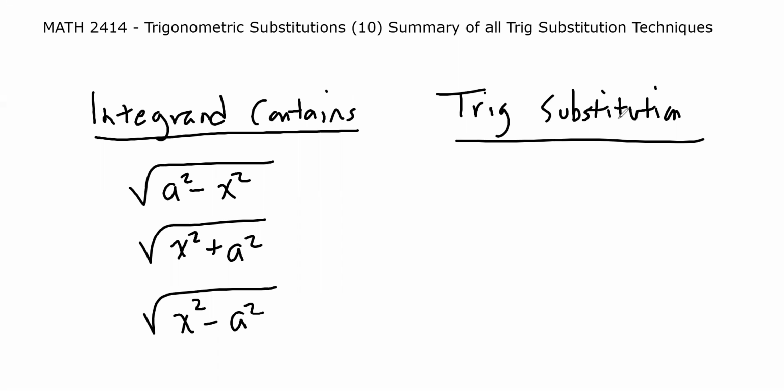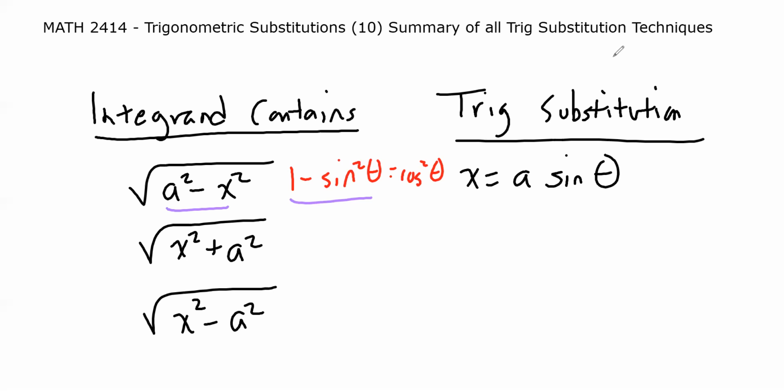When we integrated something containing the square root of a squared minus x squared, the trig substitution was x equals a sine theta. And remember, the trig identity that we were trying to take advantage of was 1 minus sine squared theta is equal to cosine squared theta, because structurally, this subtraction problem and this one have constants on the left and variables on the right. That is the catalyst for the substitution.